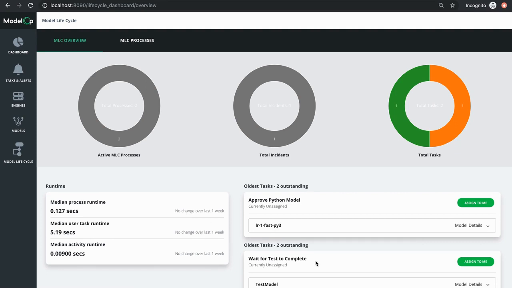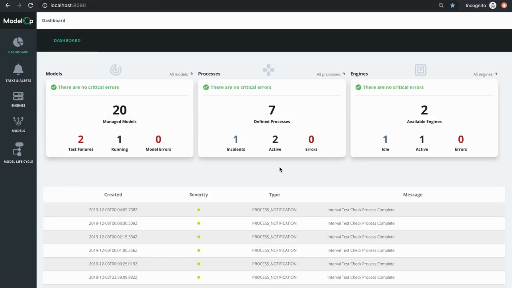Where are there bottlenecks in the process? Where are there potential human delays that we might need to support or bolster up specific teams to move those along faster? So that was a brief overview of our ModelOp Command Center.